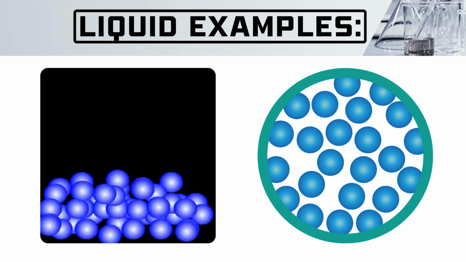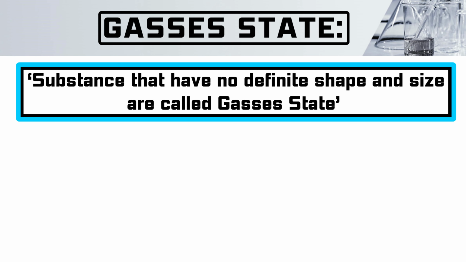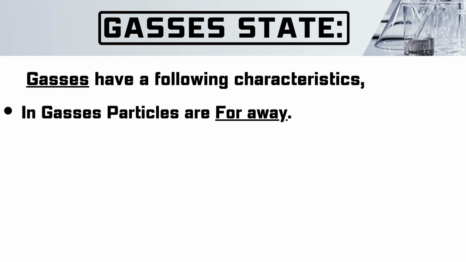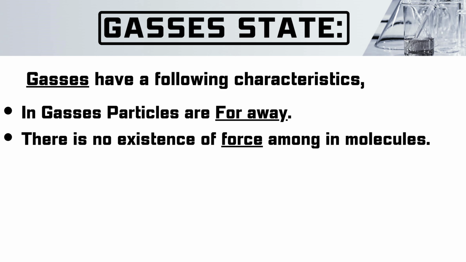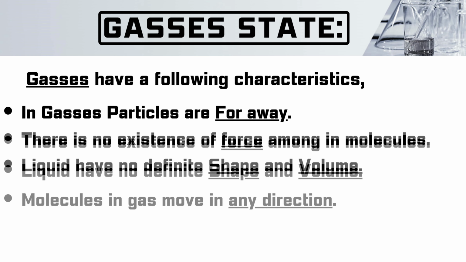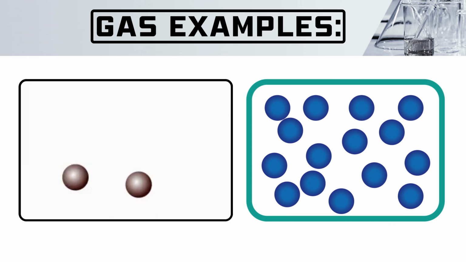Gaseous state. Substances that have no definite shape and size are called gases. Gases have the following characteristics. In gases, particles are far away. There is no existence of force among the molecules. Gases have no definite shape and volume. Molecules in gas move in any direction. In this diagram, you can see the gas molecules. They are far away from each other.